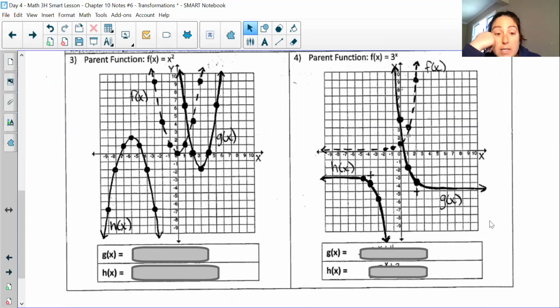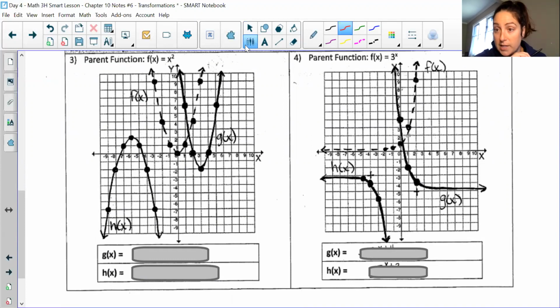Looking at g of x, the key to these is to first identify the critical value. In this case, our critical value is the vertex. Our vertex was shifted to the right 1, 2, 3, and down 2, which means we have a c value of 3 and a d value of -2.